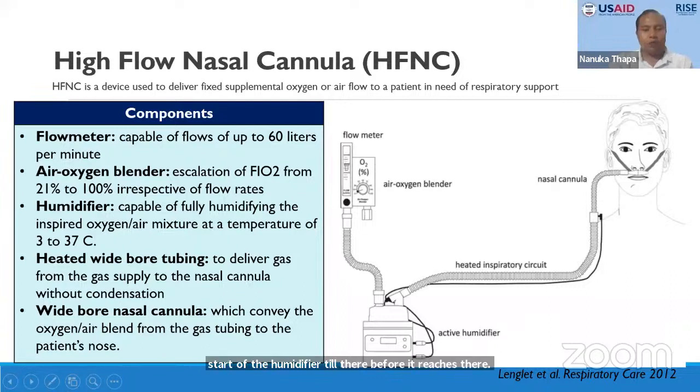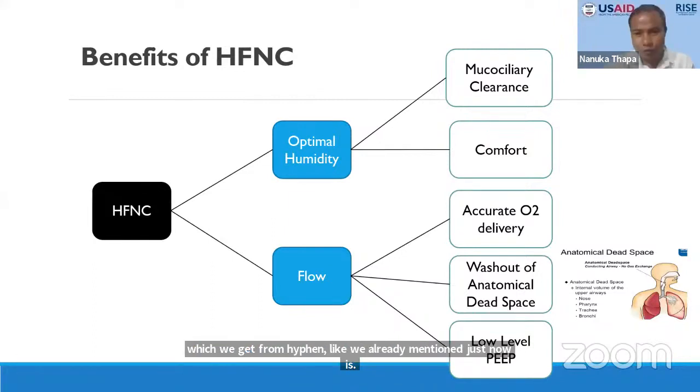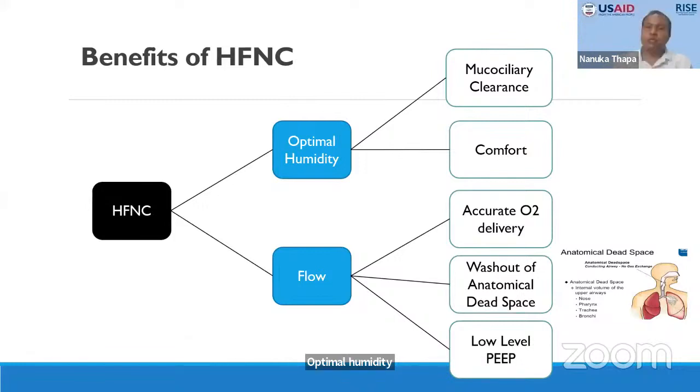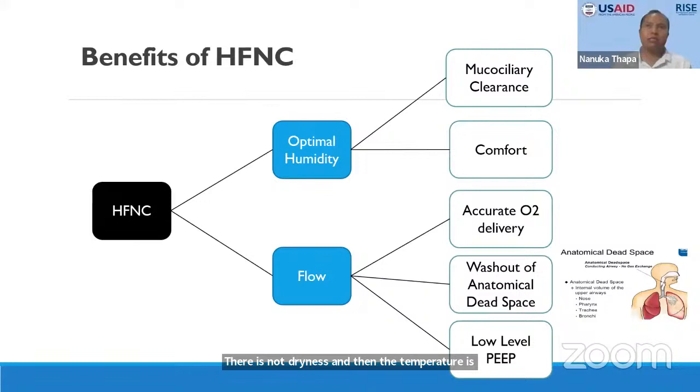Okay, a wide-bore nasal cannula conveys the oxygen or the blended air from the gas tubing to the patient's nose. So, what are the benefits of high flow nasal cannula? The benefit, like we already mentioned just now, is optimal humidity. Optimal humidity helps us in mucociliary clearance, because our nasal cavity is moist all the time. Because of humidified air, there is no crusting, no dryness, and the temperature is not cold air, not very hot air, the same as our temperature. So it makes us much more comfortable.